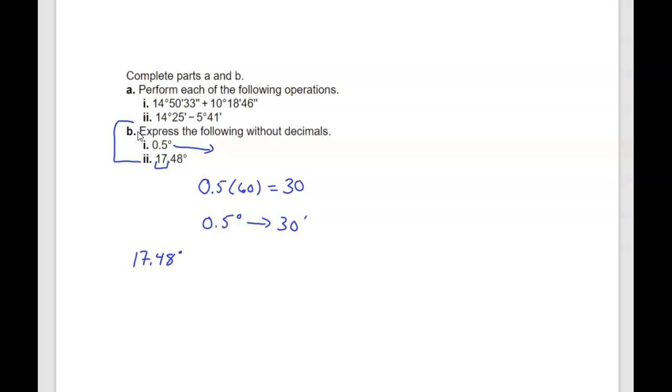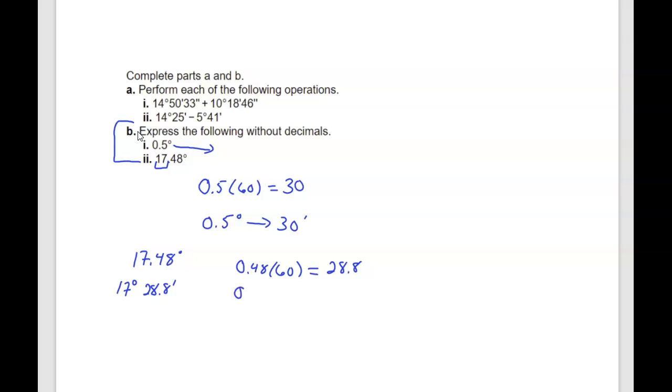17.48 degrees, again, the 17 we leave as is. We take the 0.48 and we multiply it by 60 and we get 28.8. So that means we have 17 degrees and 28.8 minutes. Well, I can't leave this 0.8 minutes.